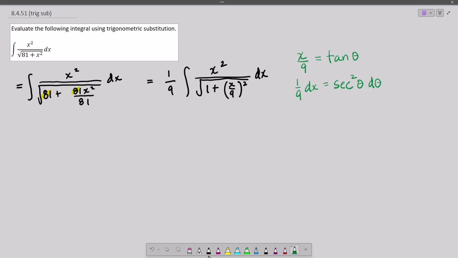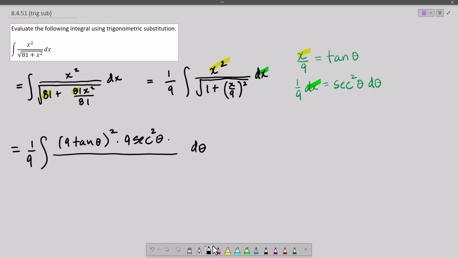And we're going to make our substitution now. We notice that we have an x squared here, so we isolate x up there. X will be 9 tangent theta, and that's going to be squared. So we have 9 tangent theta, quantity squared. And then the dx, we isolate that dx, we multiply both sides by 9, so we get 9 multiplied by secant squared of theta d theta. Put the d theta on the side. Square root 1 plus tan squared.